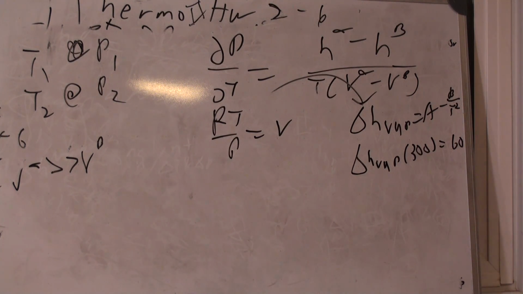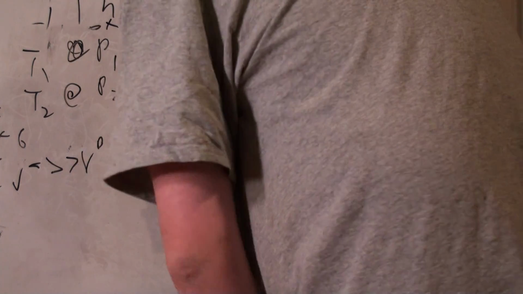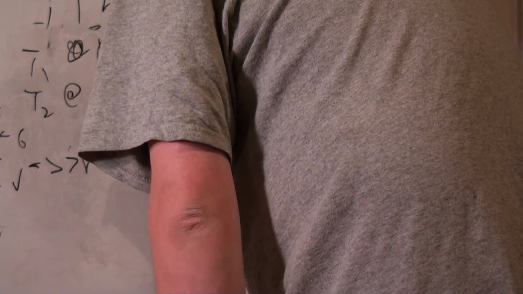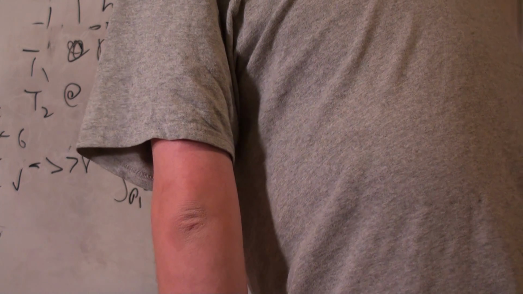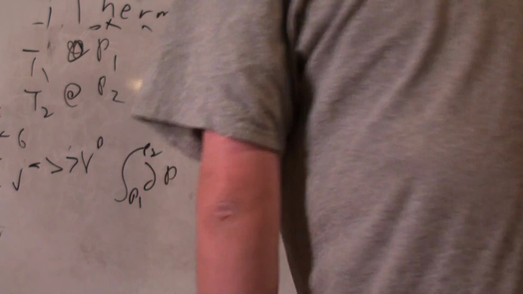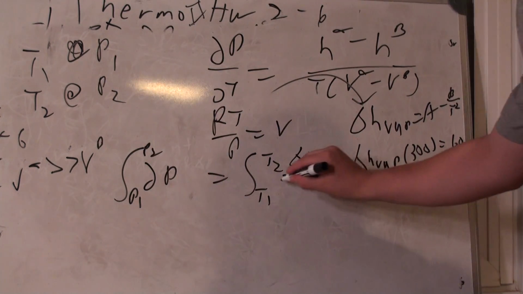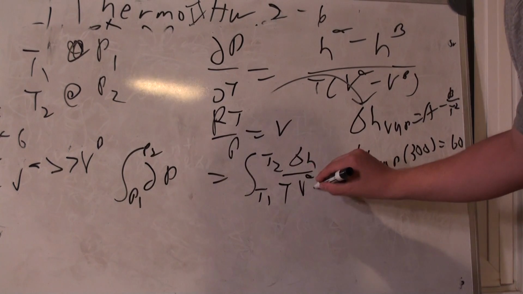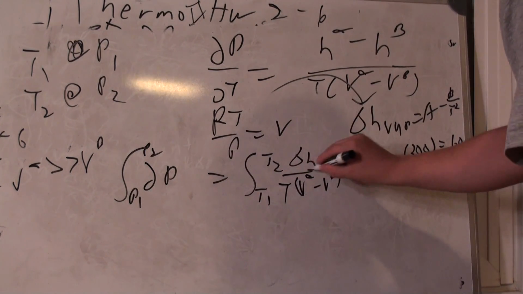Okay, so now that we've made our assumptions, we separate and put them in the integral symbols and start applying some math, and applying the assumptions. So we have the integral of dP from P1 to P2 is equal to the integral from T1 to T2. We've got delta H. We've got T (V alpha minus V beta).